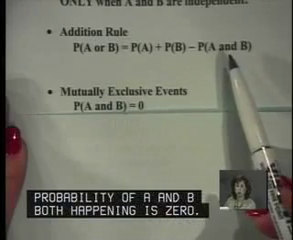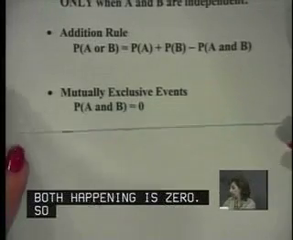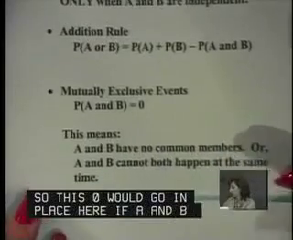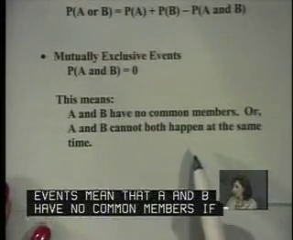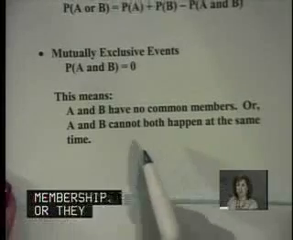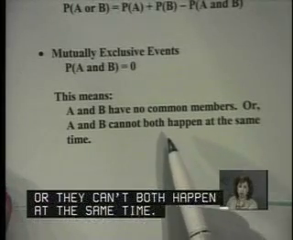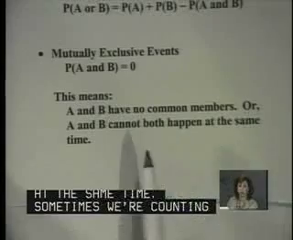So this 0 would go in place here if A and B are mutually exclusive events. Mutually exclusive events mean that A and B have no common members if we're counting membership, or they can't both happen at the same time. Sometimes we're counting membership, meaning red cards and green cards.